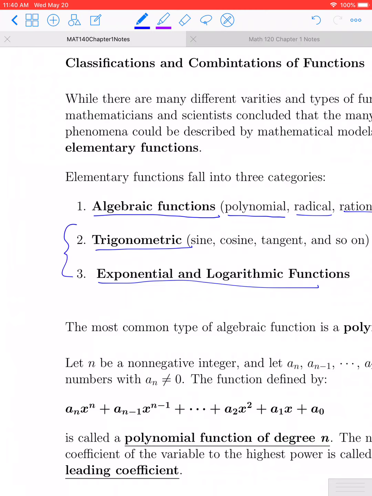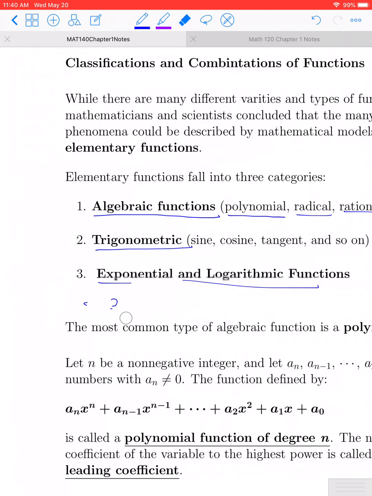Furthermore, classes 2 and 3 are sometimes lumped together in terms of the form transcendental functions. It's a very popular term that you'll hear referred to 2 and 3. A function is transcendental if it cannot be written as an algebraic function. So if it's not just simply adding, subtracting, multiplying, dividing, and taking roots put together, then it's a kind of higher level of function, and we call it transcendental.